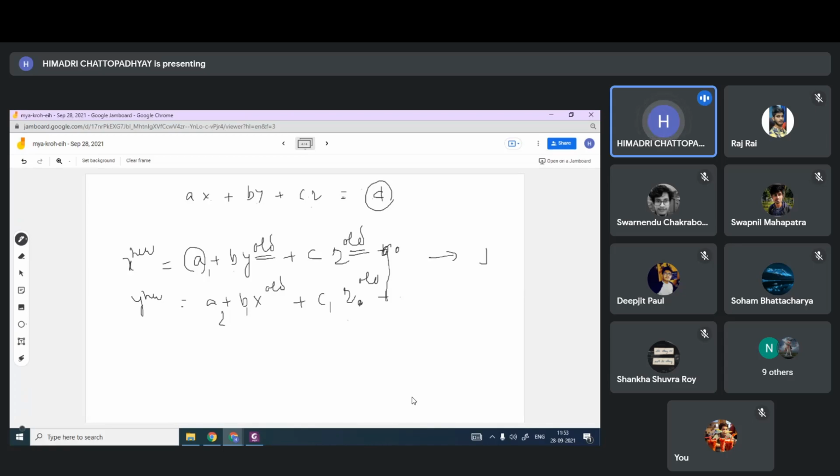So when you calculate the new value, if you take all the previous values, then that is Jacobi iteration. But if x new is equal to a1 plus b y current, whichever values you have last obtained, if you use the current ones, then this becomes Gauss-Seidel iteration. So this is faster, this is slower.